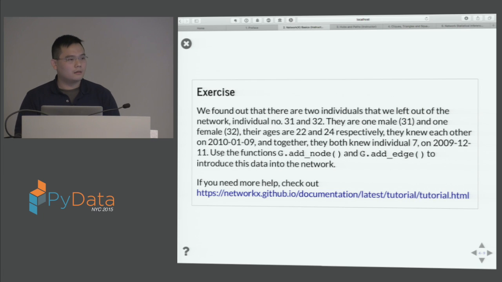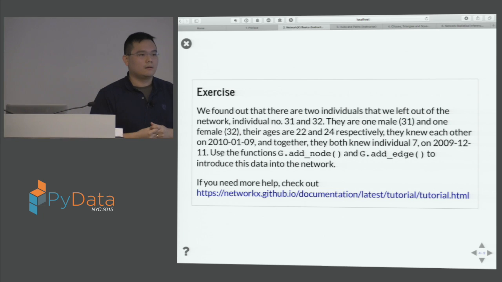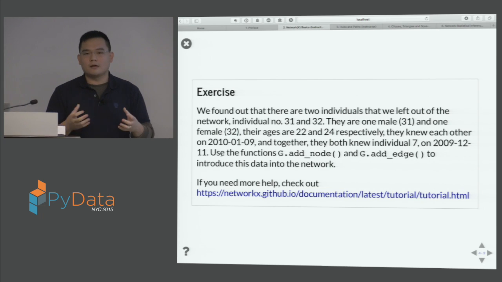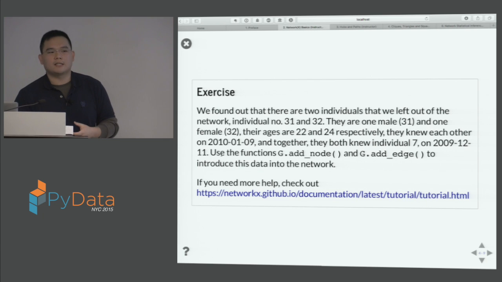AddNode would be an idempotent type operation. Like if you keep adding it, it doesn't have adverse effect. That's right. So if the node is already present, it just silently overwrites that node that's present.